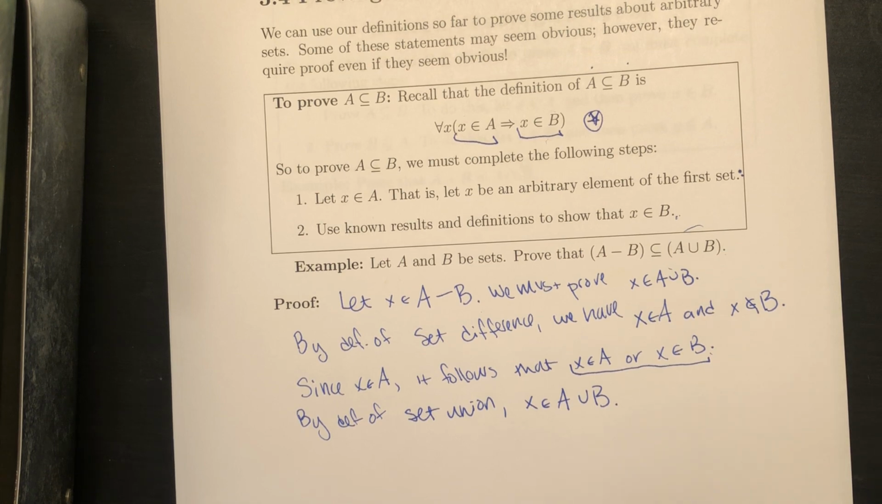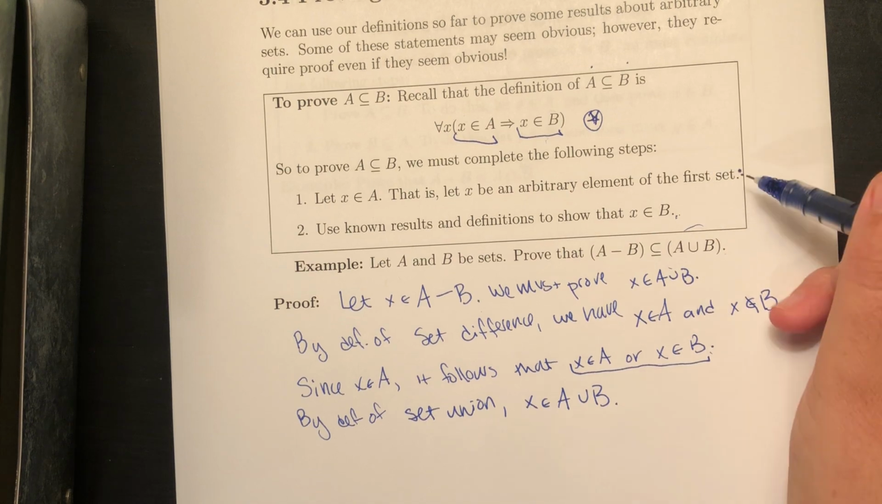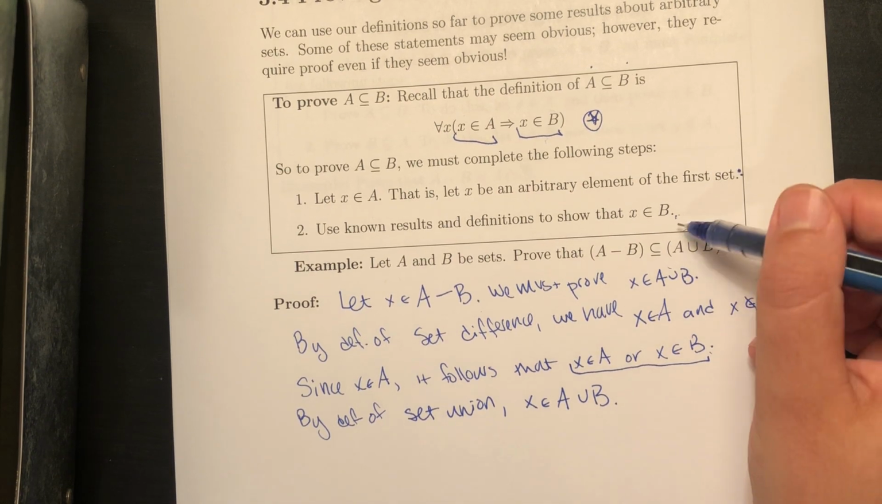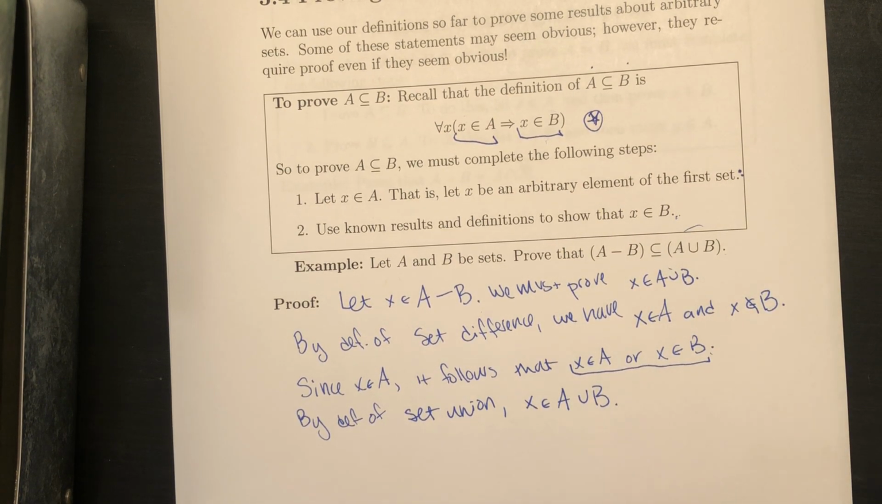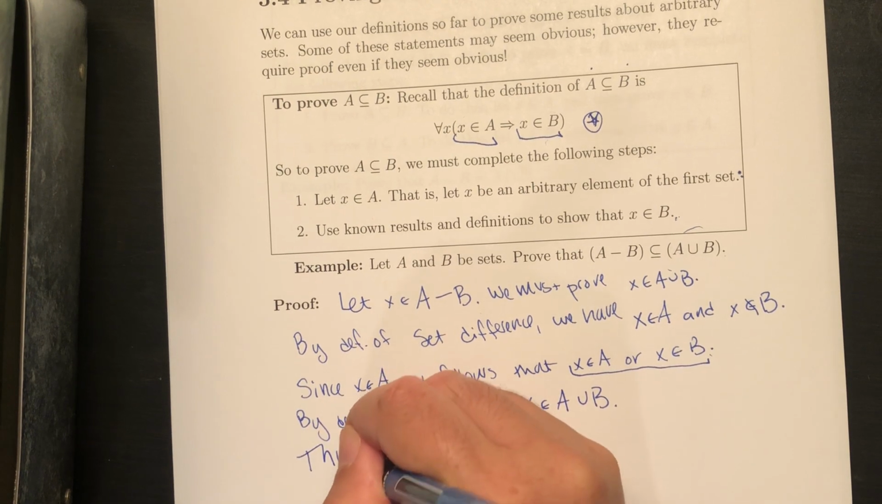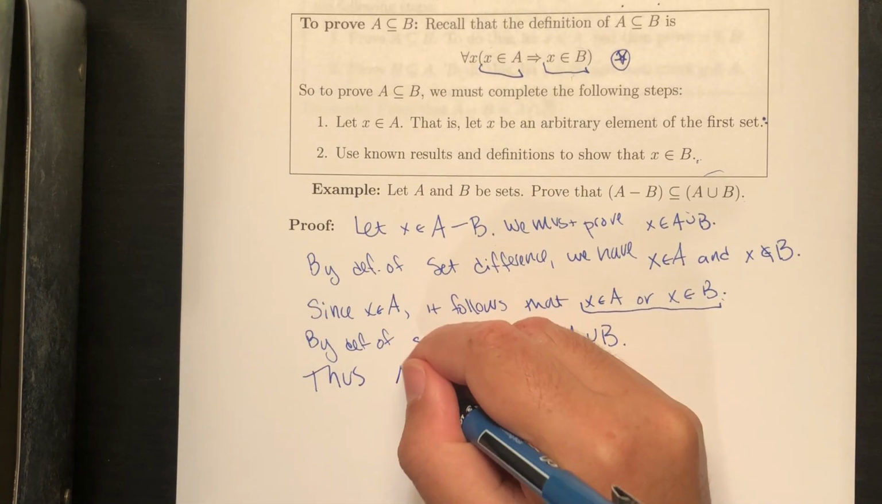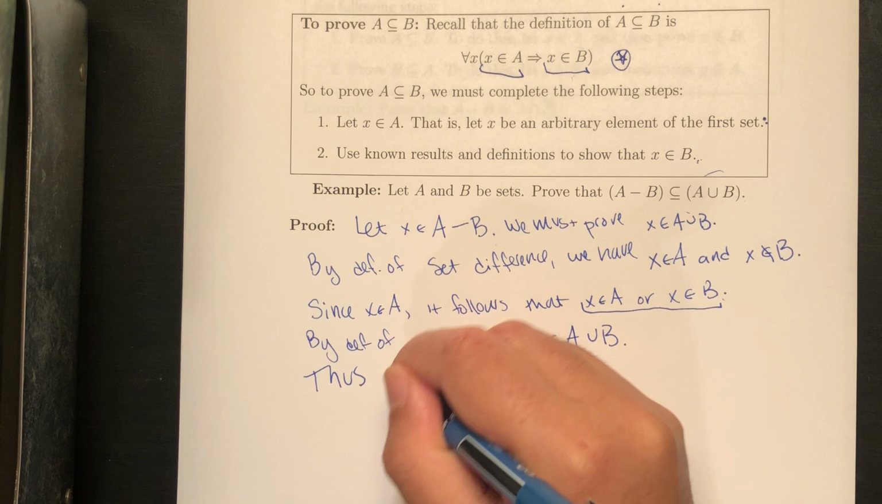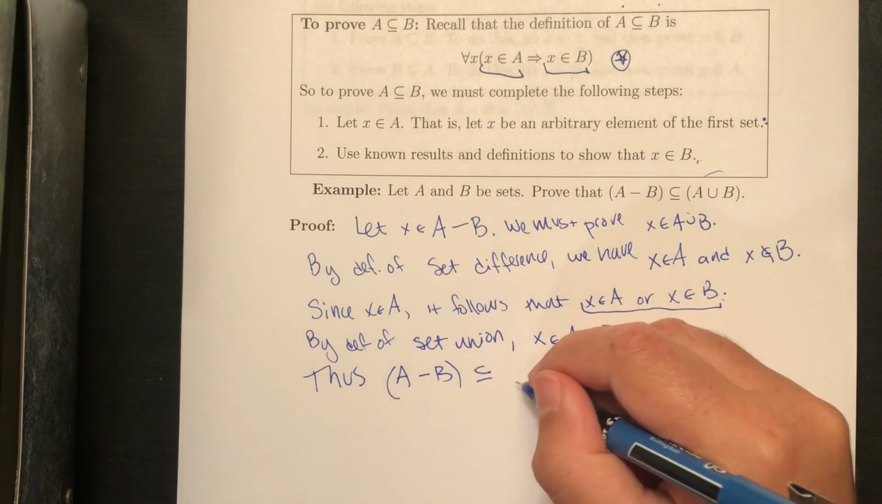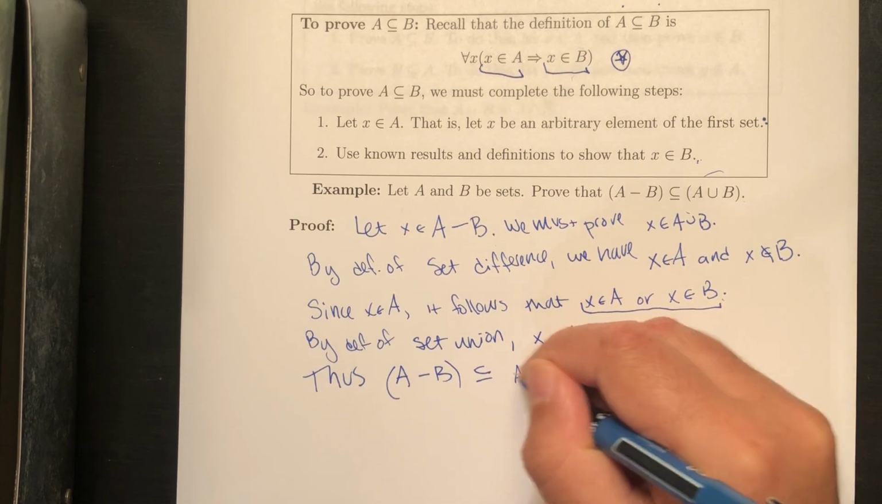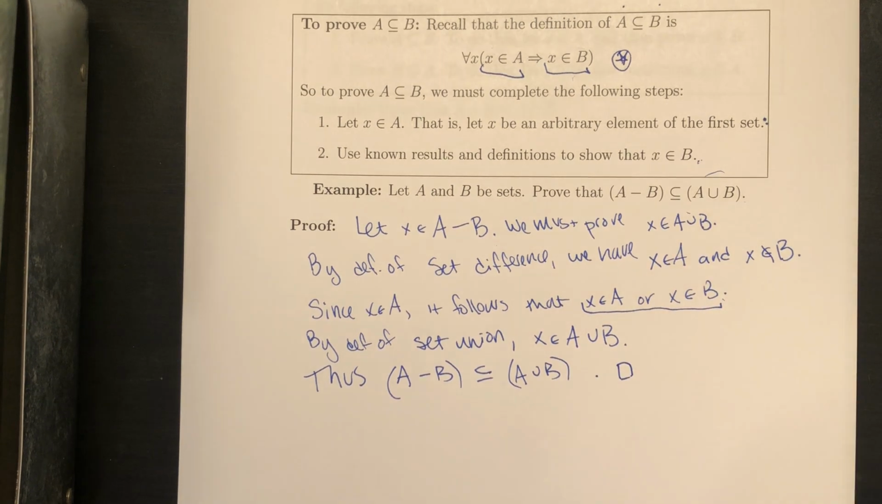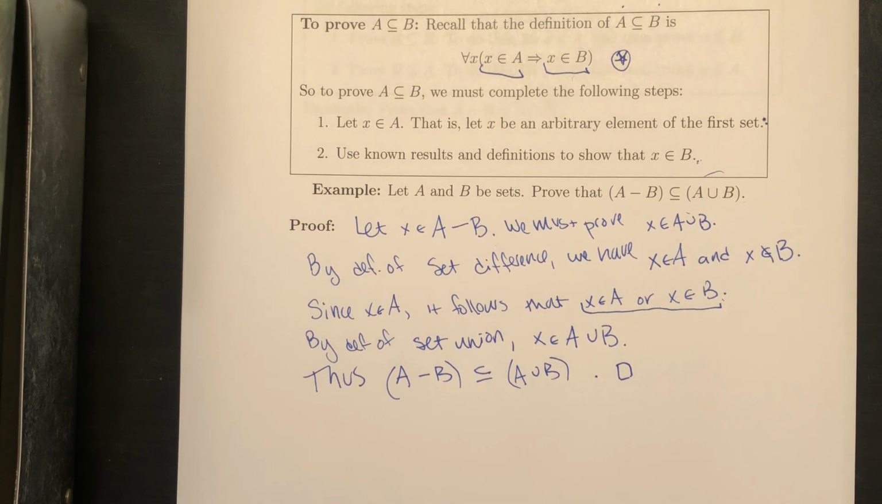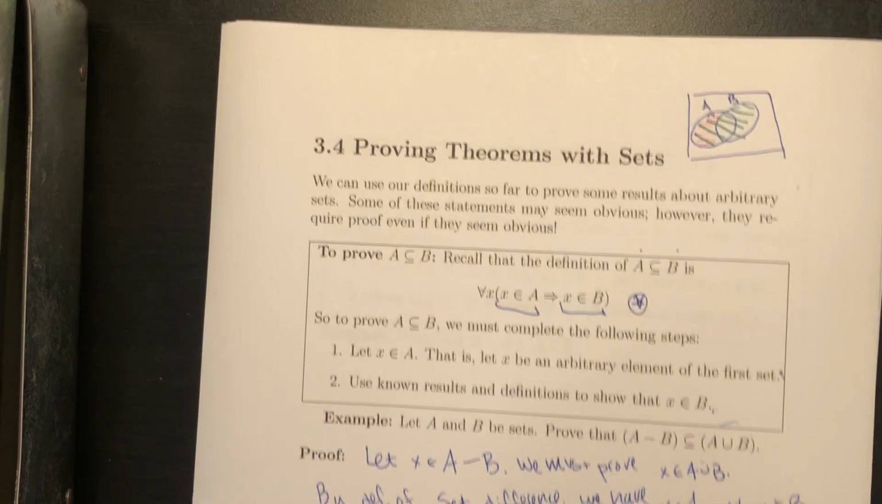And that's it, right? We've done the two steps that we needed to do. We let X be an element of the first set, and we explained why that means X is an element of the second set. So we now wrap up our proof and say, thus, A minus B is a subset of A union B. Okay, so we'll see some more examples of proving one set is a subset of another in the exercises.